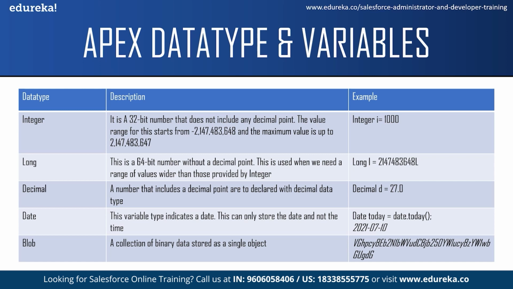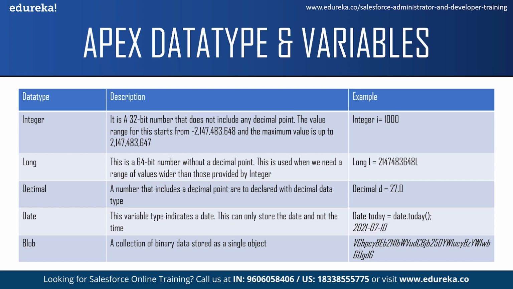By default, all the currency fields are automatically assigned to the type decimal. Also, if you want to add more numbers after the decimal point, you can use the double data type. Next we have the date data type. Now this variable data type indicates a date, but it can only store the date and not the time. If you want both the date and the time, we can use the datetime data type, which is a value that indicates a particular day and time.